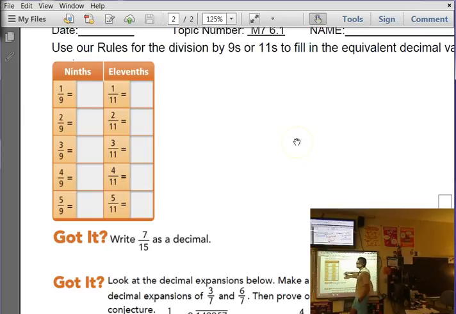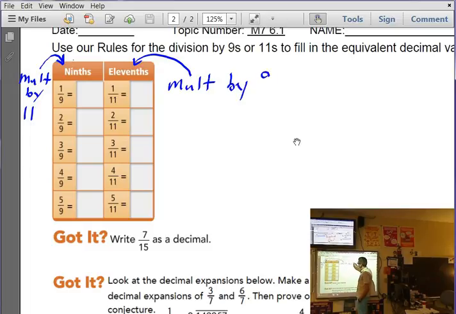So, remember our rules. The 9ths, we just multiply by 11. The 11ths, we multiply by 9. Try to fill in this table. Try to fill in your table. If you use your notes, you should get 100% on the homework. If you use your notes and you work carefully, you should get 100% on your homework the first time.